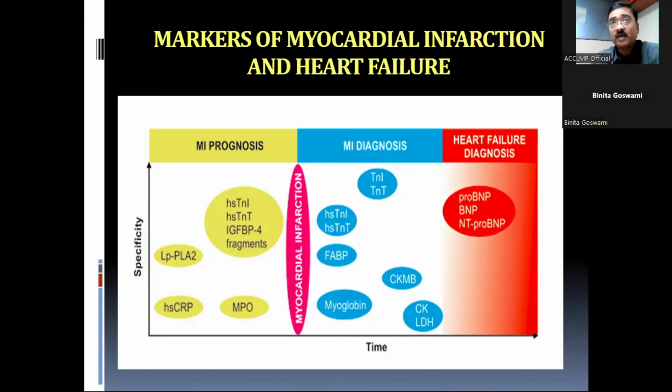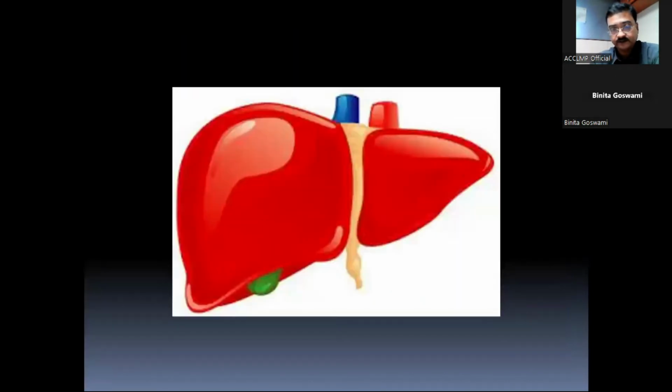Apart from diagnostic markers, cardiac health is also jeopardized when there is cardiac failure. Heart failure is a condition where myocardial injury may or may not happen, but cardiac function deteriorates. In those conditions, the marker is proBNP, NT-proBNP, and BNP, all the natriuretic peptide family.